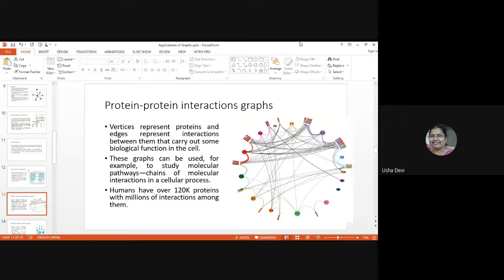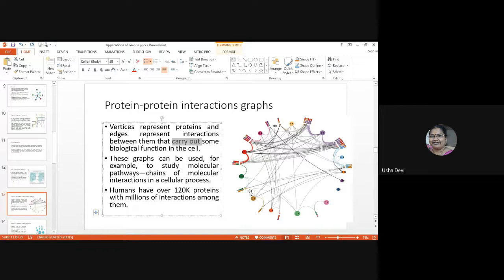Okay. So another application is protein to protein interaction graphs. Here, one protein we can represent as a vertex. Similarly, another protein should also be a vertex, and there should be a connectivity from one to another. That is called an edge. If you have an edge from one protein to another protein, it means there is some interaction between them. It means that you are going to carry out some function. It may be a biological function in that particular cell.